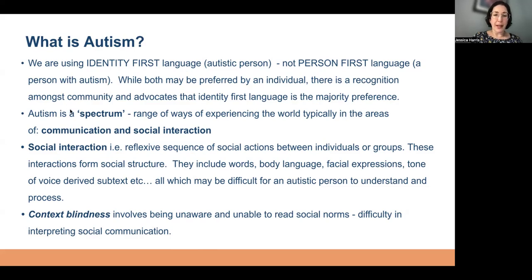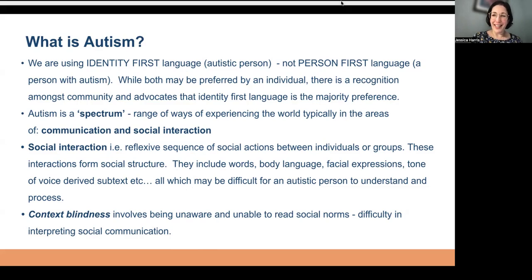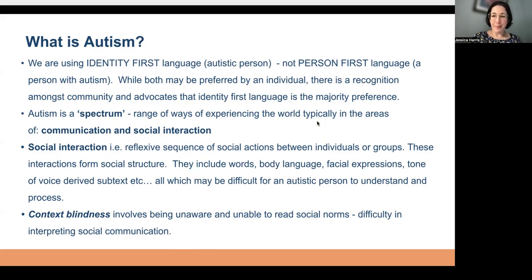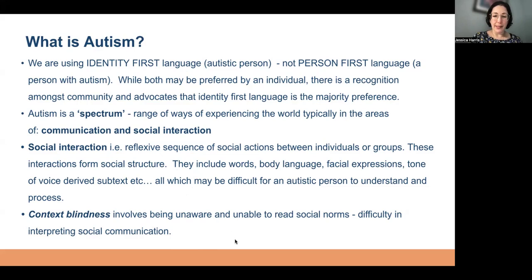So autism is a spectrum, a range of ways of experiencing the world, typically in the areas of communication and social interaction. And by social interaction, we mean the reflexive sequence of social actions between individuals or groups. These interactions form social structure. So they might include words, body language, facial expressions, tone of voice, derived subtext, all of which may be difficult for an autistic person to understand and process.